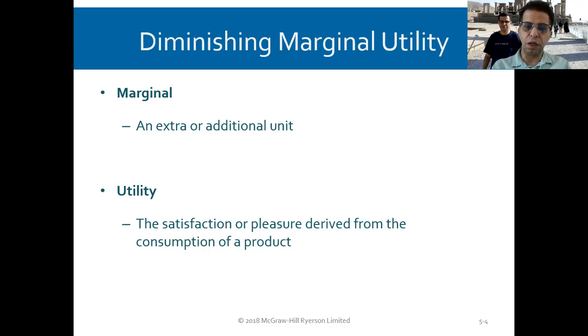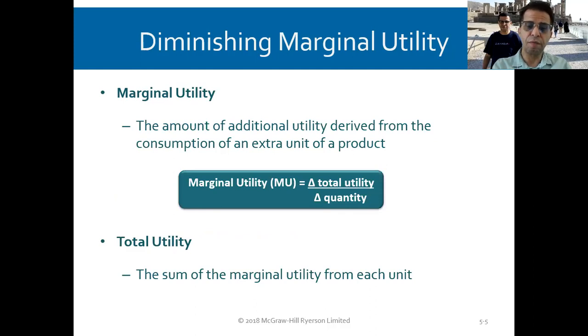So marginal utility is about an extra or additional unit. Here, marginal means an extra or additional unit. So if you have 5 units, then suddenly you get 6 units, that 1 unit is the marginal. Utility is the satisfaction or pleasure derived from consumption of a product. We spoke about the hamburger. The marginal utility is the amount of additional utility derived from consumption of an extra unit of a product.